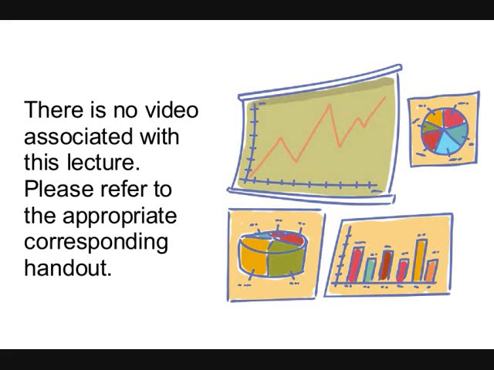The critical value distribution is similar to that for ANOVA. Again, they're all positive values, and we have a one-tailed critical value distribution.